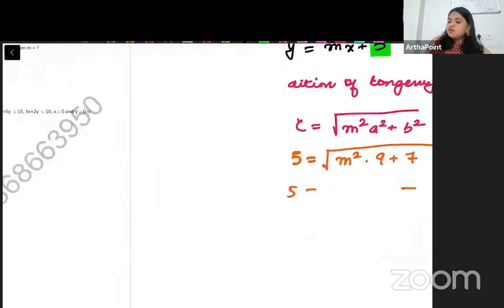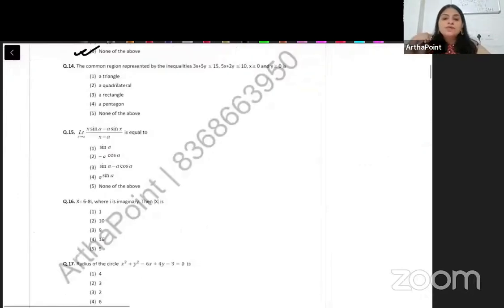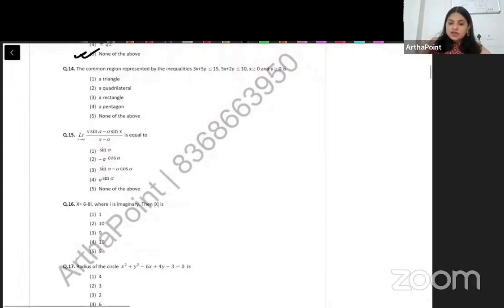Let me just remove this for a minute. Okay, so beta, now if we look at this question, it says the common region represented by the inequalities is. So what you will get, I'm just telling you straight away, is a quadrilateral, and you can try to solve this and see also.